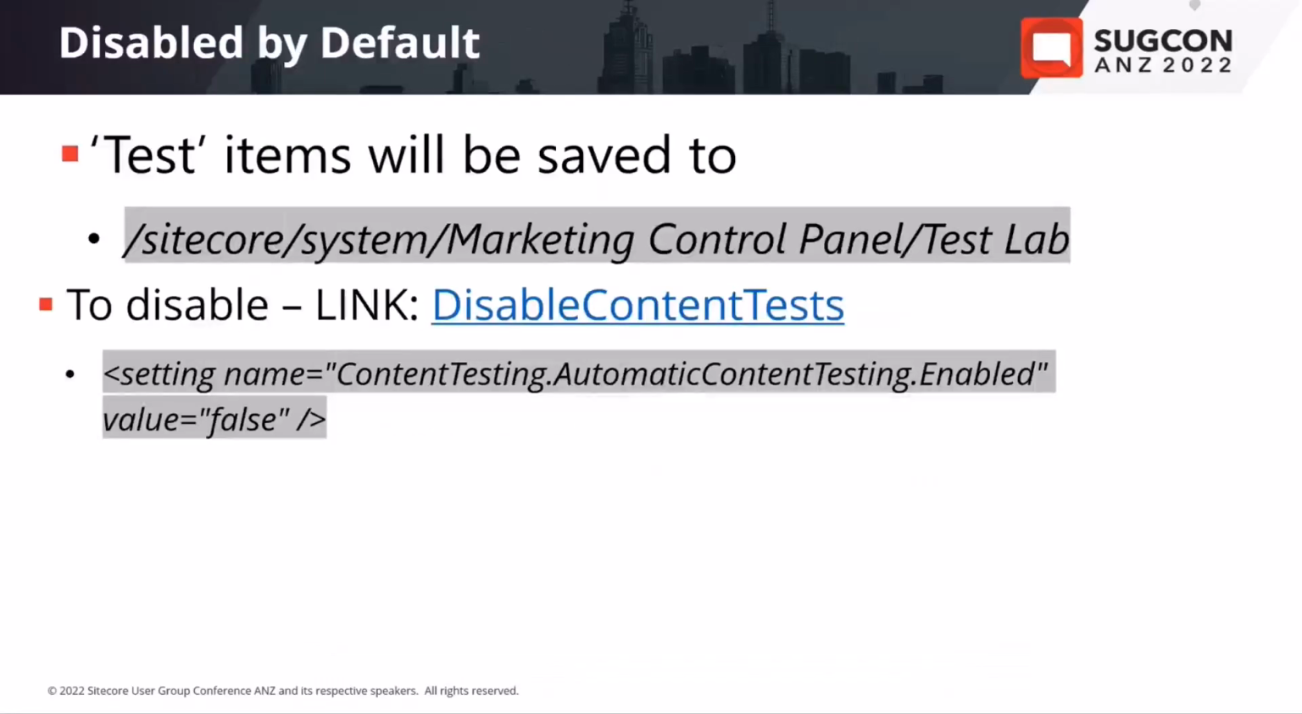So these items, they get saved into the content tree in Sitecore System Marketing Control Panel Test Lab. So if you've got items in there, you can see them. What we tell people is to set that setting. There's the link. Set the setting for content testing, automatic content testing enabled, to false. That will remove that checkbox and will mean that you won't have these MV test data sections going into your Xdb, and not automatically testing your content, which you didn't know was happening before.